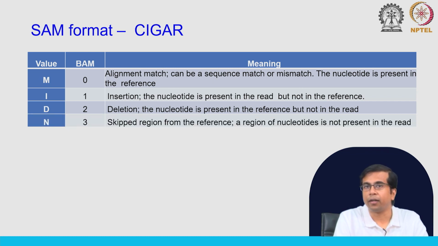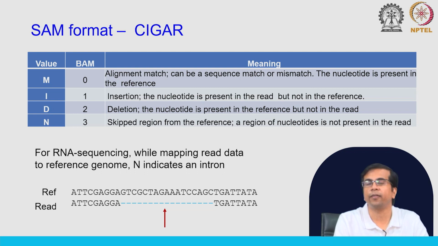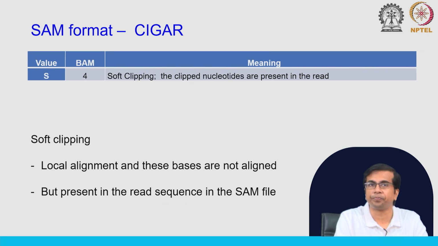Then you have something called N, which is the skip region from the reference. This is a region that is not present in the read. In the case of RNA sequencing data, you will see this situation where we can interpret N to mean there is an intron. So, you can have this kind of gapped alignment, or split alignment, where two exons align to slightly different positions, slightly apart in the reference sequence, and you can have these N or skip regions. In that case you will have these N values.